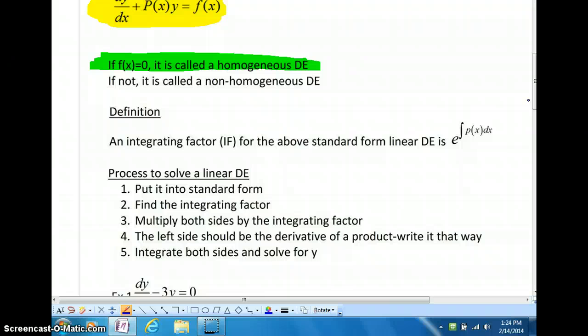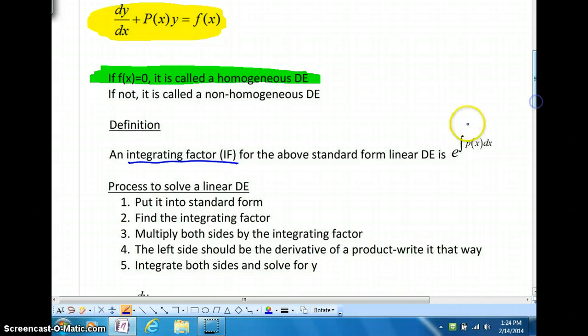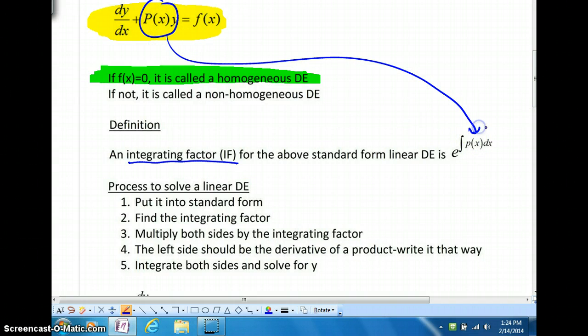A lot of times authors might abbreviate it with parentheses with IF. And if you look at the coefficient of y, which is p(x), whatever function of x is multiplied to y, in other words, if we were to investigate e to the integral of p(x) dx, and if we work that out, that would be called an integrating factor.